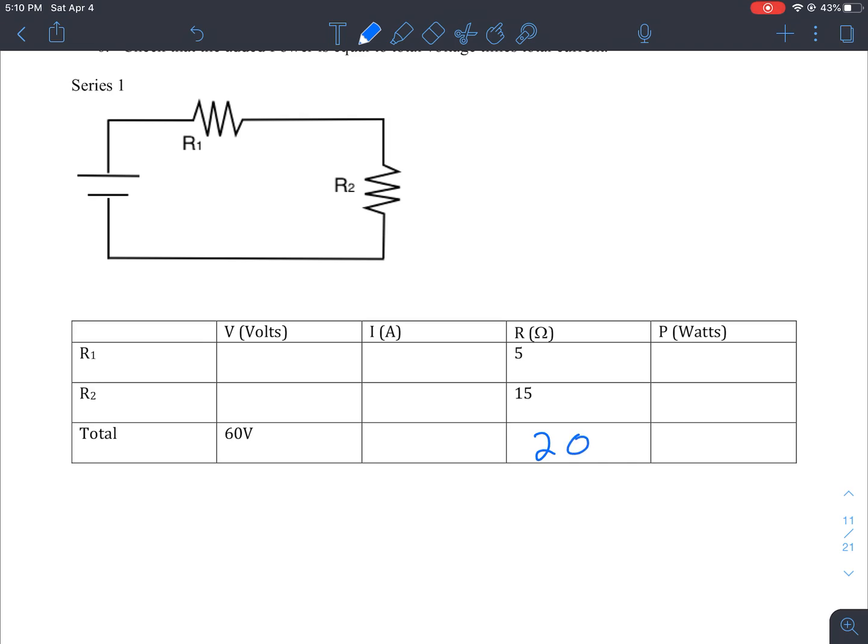All right, so then we got to look, what can we now find? We don't have current, we don't have power, but what is one thing that we can find? That's right, Sam. And how are you going to find it? Right, so we can find the total current right here using Ohm's law.